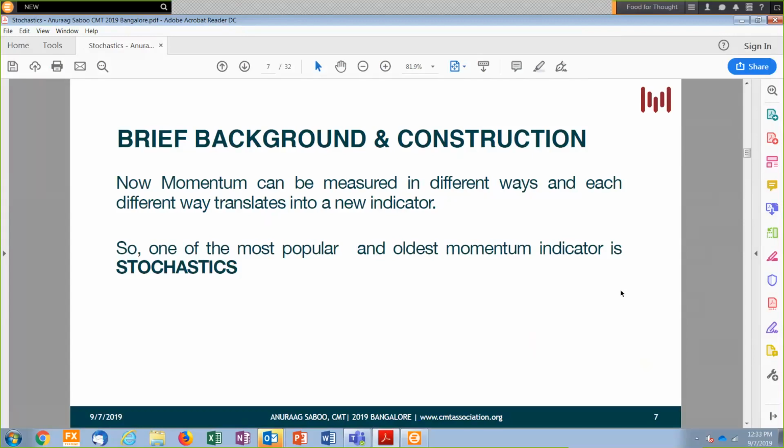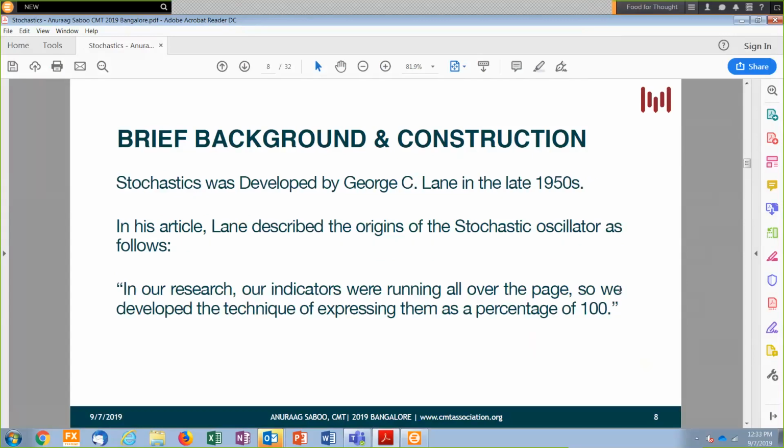There are various ways people have come across it, but one of the most popular ones and probably the oldest momentum indicator is stochastics. Okay, so stochastics was developed by Mr. George C. Lane in the late 1950s. So as you can see, it has a pretty strong history to go back.